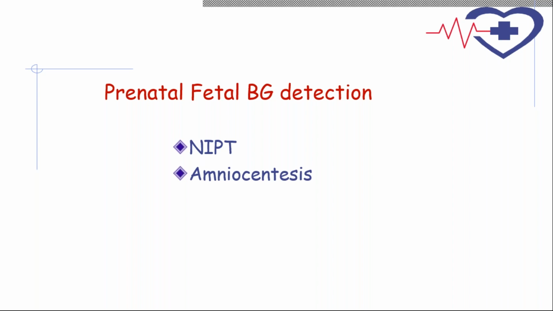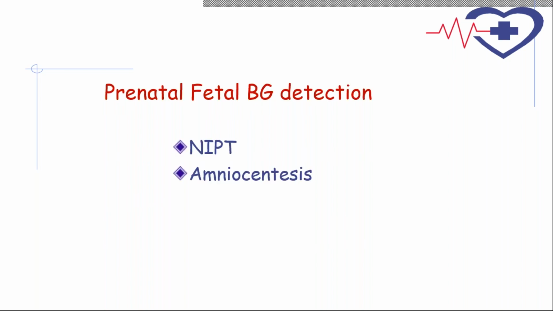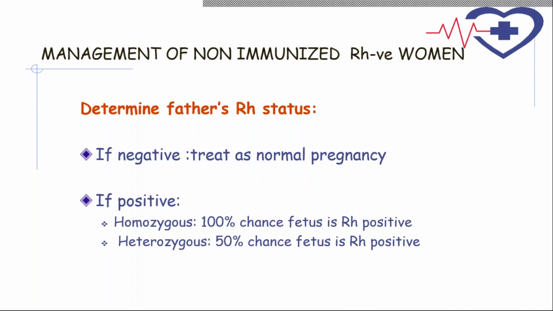So the first step is the father's blood group. The second step is the zygosity of the father, and the third step available can be prenatal determination of fetal blood group. But most of the time the second and third steps are not available with us, and if the father is positive, we just manage her like an Rh negative woman with an Rh positive husband, presuming that the baby is Rh positive, and we go ahead and monitor her.